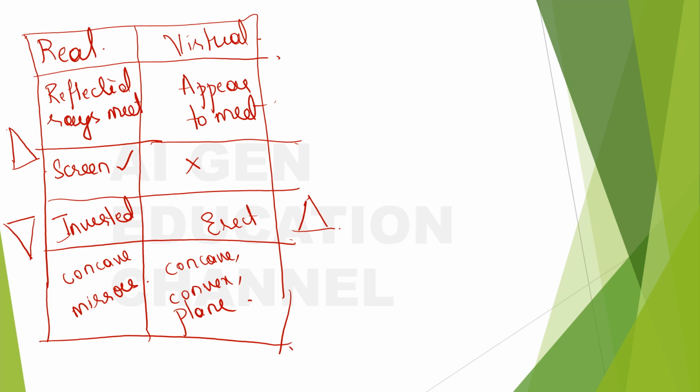So the virtual image will always be erect, and here the reflected rays appear to meet, and these cannot be seen on the screen. So with this you can easily understand the concept of the images that are formed on a plane mirror.